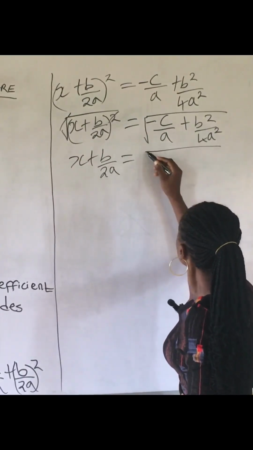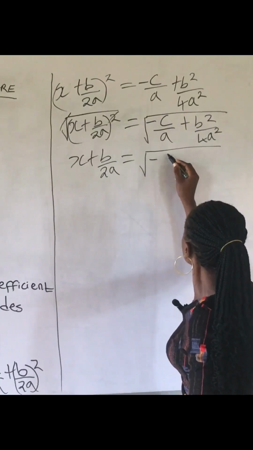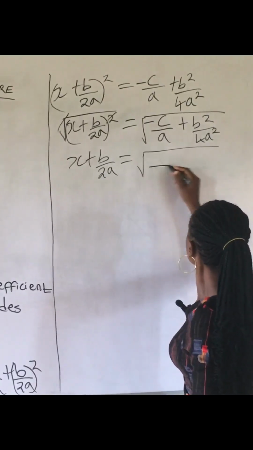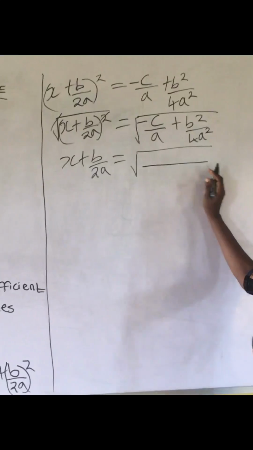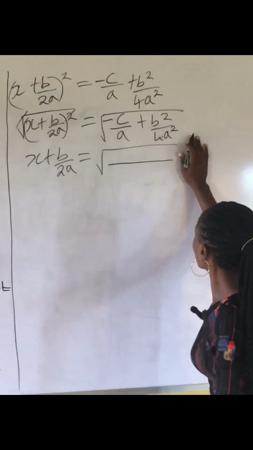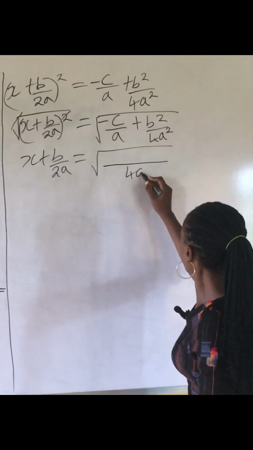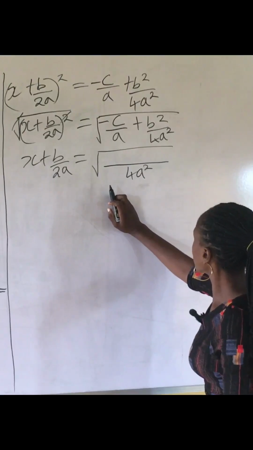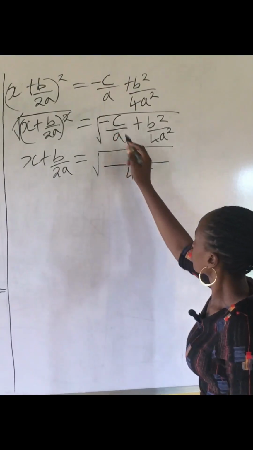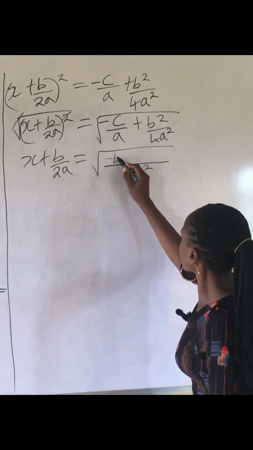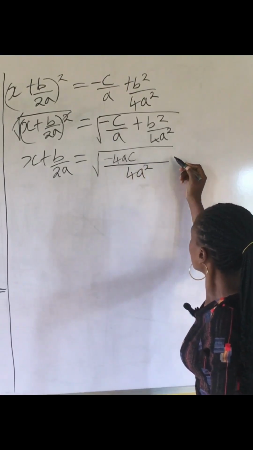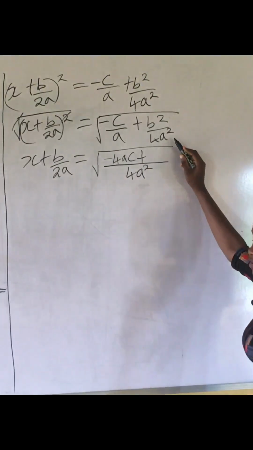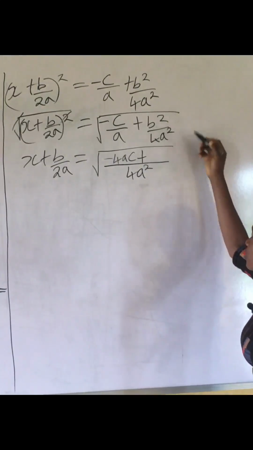square root of minus c over a plus b squared over 4a squared. Okay, if you look at this, there's something that is common. If you take the LCM of these two fractions, it will be 4a squared, right? And 4a squared divided by a will give us 4a, then times minus c, that will be minus 4ac plus 4a squared divided by 4a squared, that's 1. Then 1 times b squared is b squared.